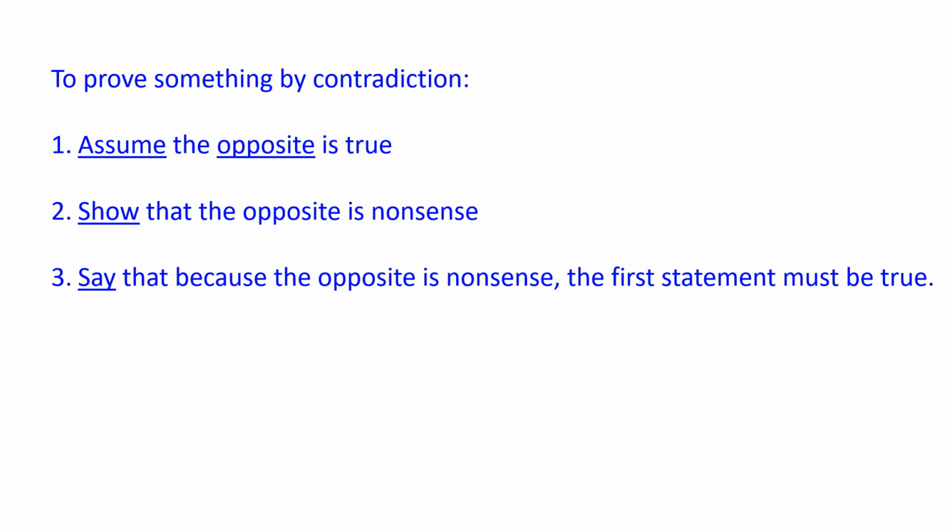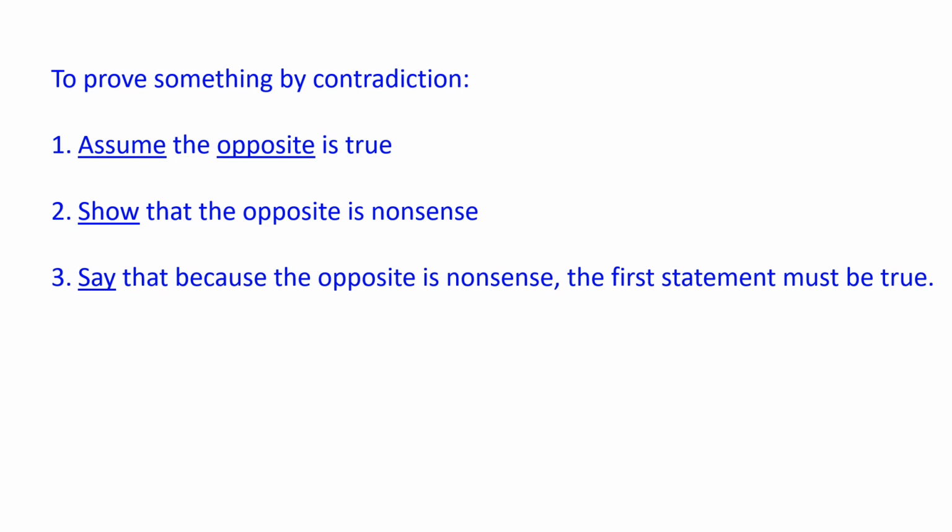Now, I recommend that for any proof by contradiction question, you try to follow this structure. So there are three main steps to proving something by contradiction. Think about, first of all, what the word contradiction means. If you contradict someone, you disagree with them. You have a different opinion. So with the proof by contradiction, we're trying to prove that a statement is true. So first of all, we assume that the opposite is true.